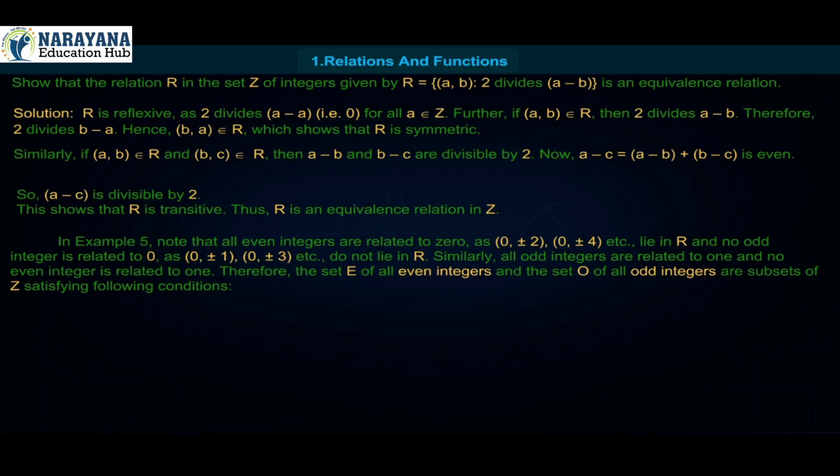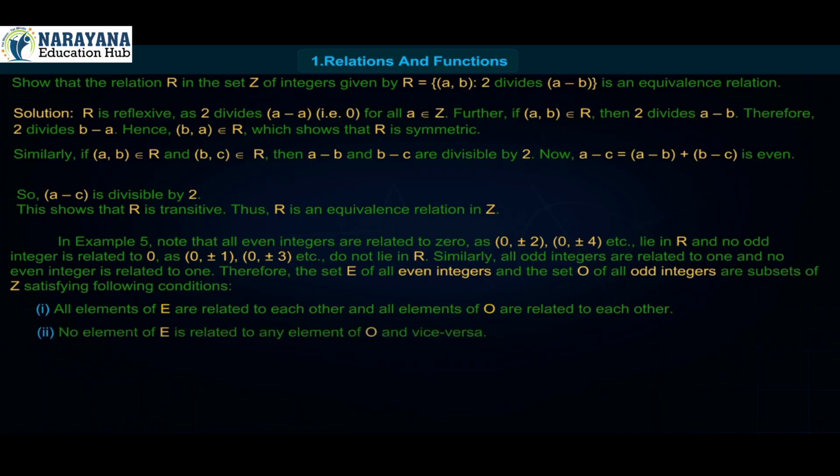satisfying the following conditions. Number 1. All elements of E are related to each other and all elements of O are related to each other. Number 2. No element of E is related to any element of O and vice versa. Number 3. E and O are disjoint and Z is equal to E union O.